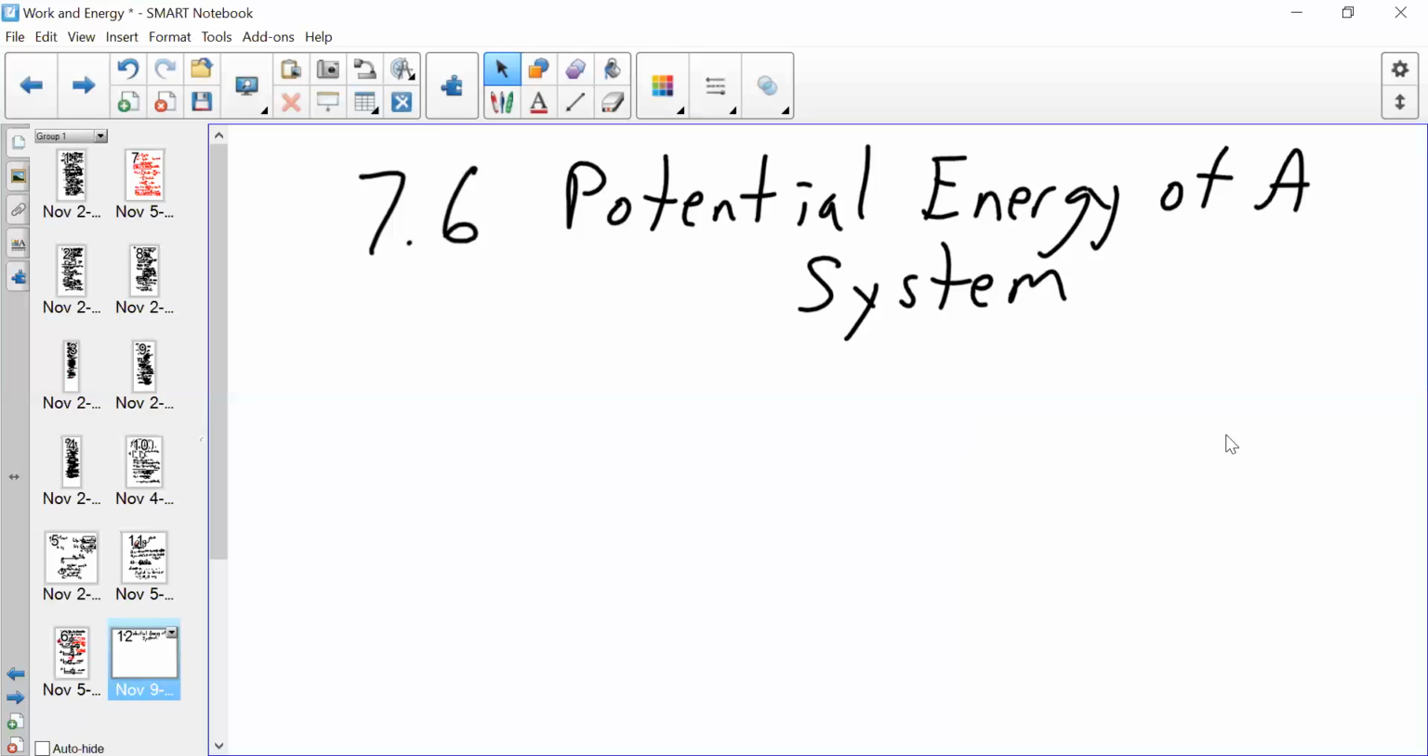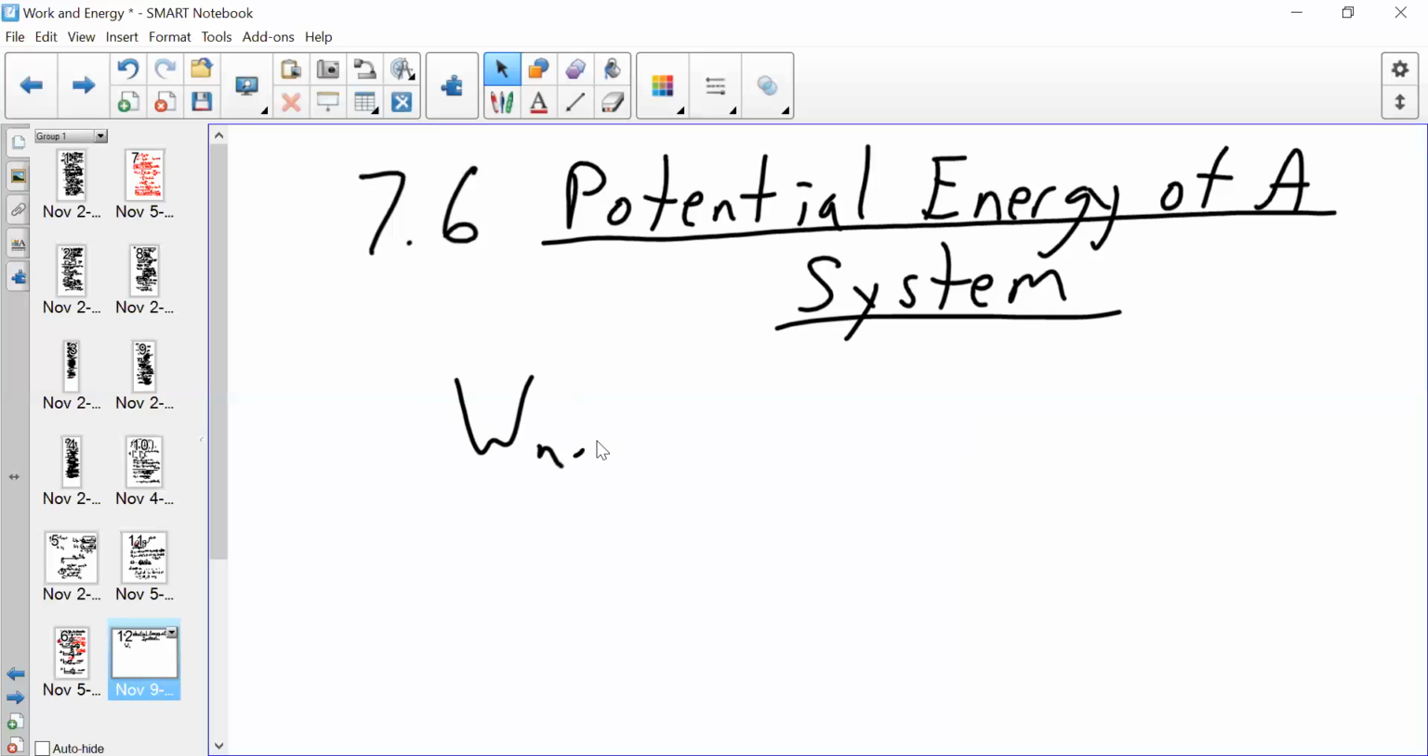Okay, so 7.6, potential energy of a system. We've seen already that the net work in the system is equal to net force times the displacement. Without a displacement, you have no work. Without a force, you have no work.